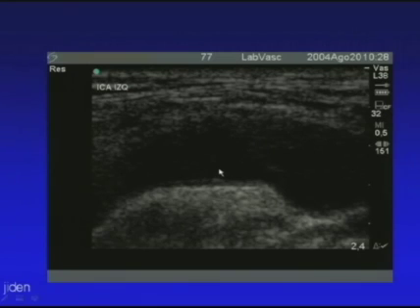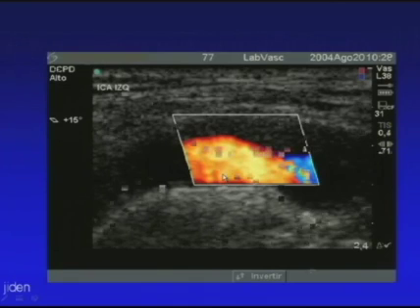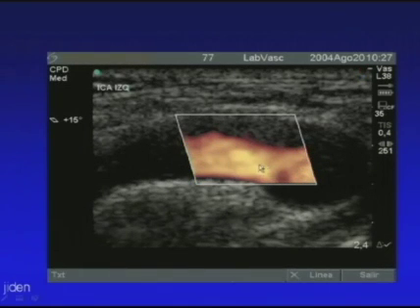Again, in only B mode, no plaque is seen here, and then we add color Doppler, and then power Doppler. Power Doppler offers a very clear detail of the surface of the plaque in this case. This is a soft plaque.